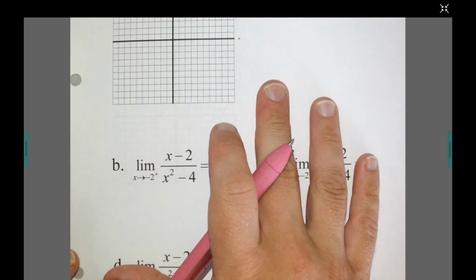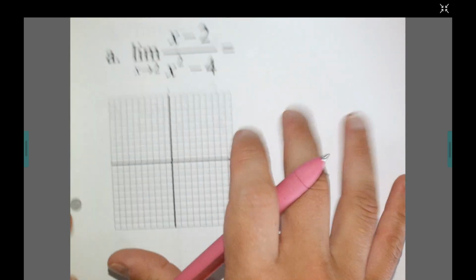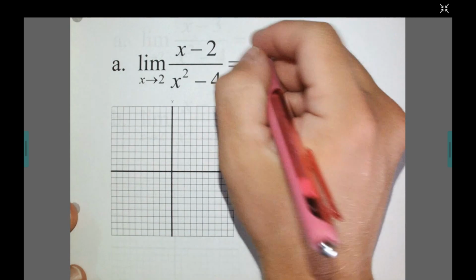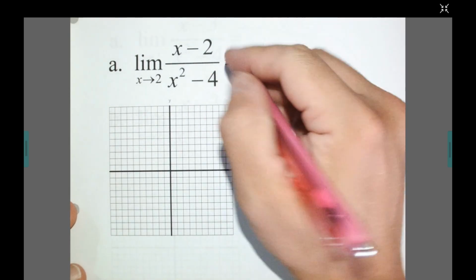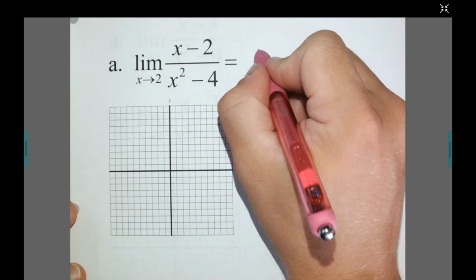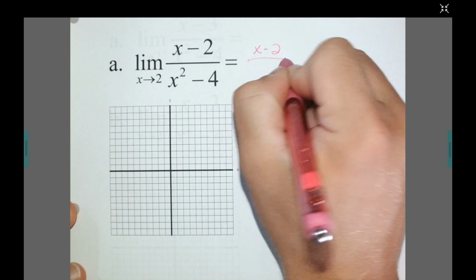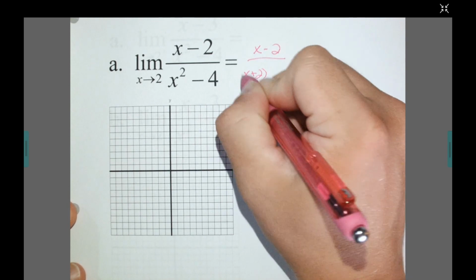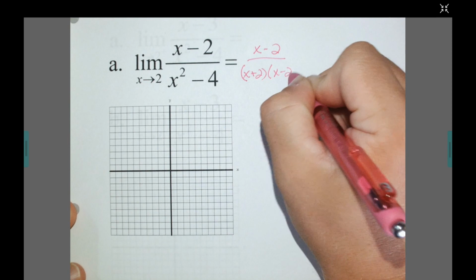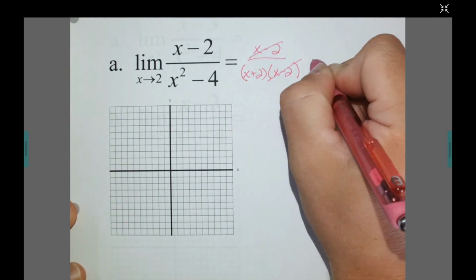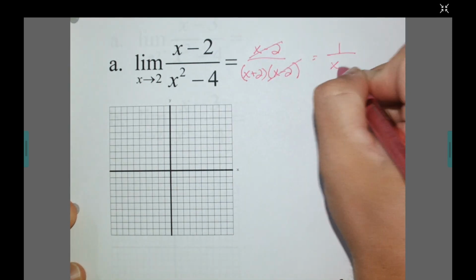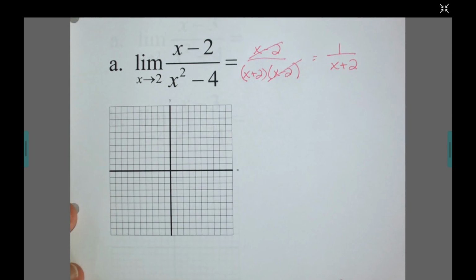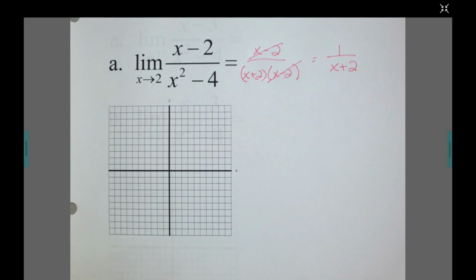All right, example 8. Little different, still working with x minus 2's though. If I plug in 2, bad things happen, so we go ahead and go the algebra route. You've got x minus 2, x plus 2, x minus 2, common factor, leaves me with 1 over x plus 2. Okay, so that's your setup right there.